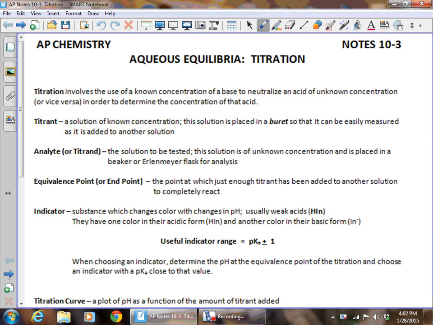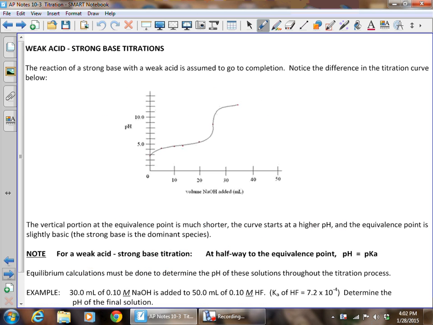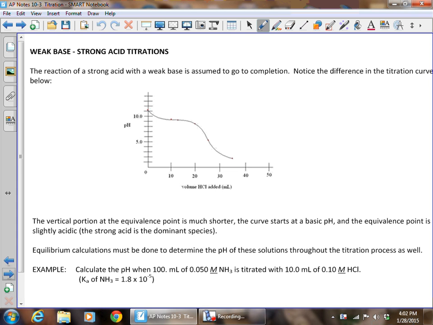Our final video dealing with titration focuses on the titration of a weak base with a strong acid. So we've done a strong acid, strong base titration. We've done a weak acid with a strong base titration, and now it's weak base with a strong acid. So let's go over a few pages.